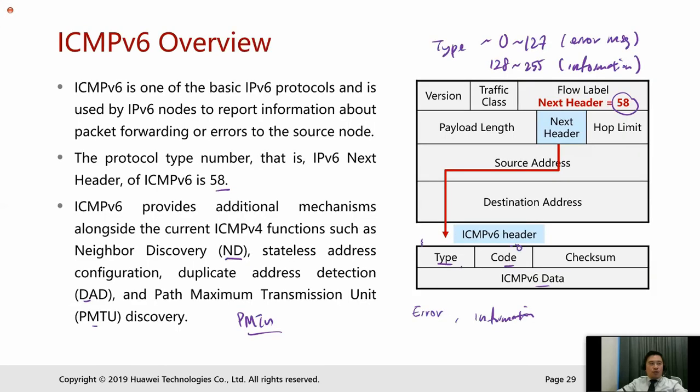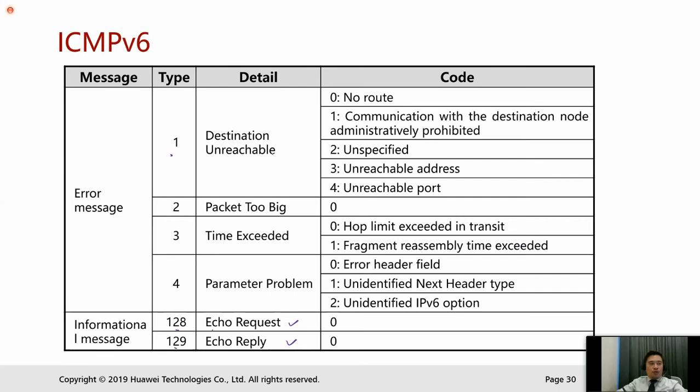Type 1 is destination unreachable, for example because communication with the destination is administratively prohibited, so it is denied by the administrator. They give you an idea of the reason why the destination is unreachable, and there are sub-codes inside destination unreachable. Then there is packet too big, which relates to path MTU. When they say packet too big, what is your MTU size? Then you put this information inside the ICMP data.